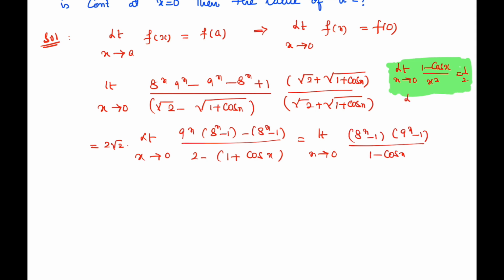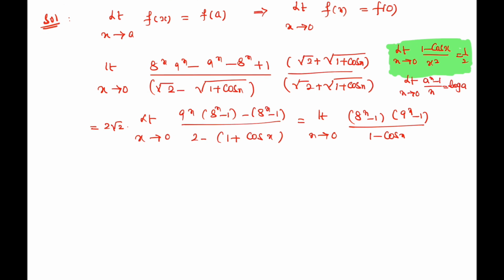One more standard limit is limit x tends to 0 of a power x minus 1 by x equals log a. If we use these two results here, we are going to get the limit value. For 1 minus cos x, we need x square in the denominator, so I do that adjustment: divide with x square and multiply again by x square.